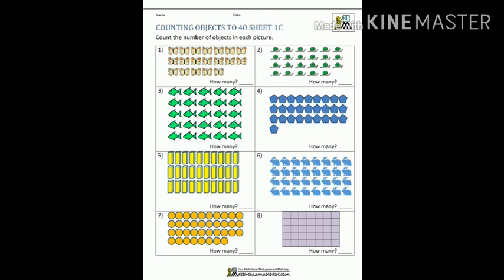Students, like this you have to draw some pictures in your CW notebook. You have to draw 10 pictures. Whatever you can draw, if you can't draw the pictures, you can draw shapes like circle, triangle, squares, whatever you can draw, and count that shapes or pictures and write the number name in front of that pictures. Okay. So this is your homework.